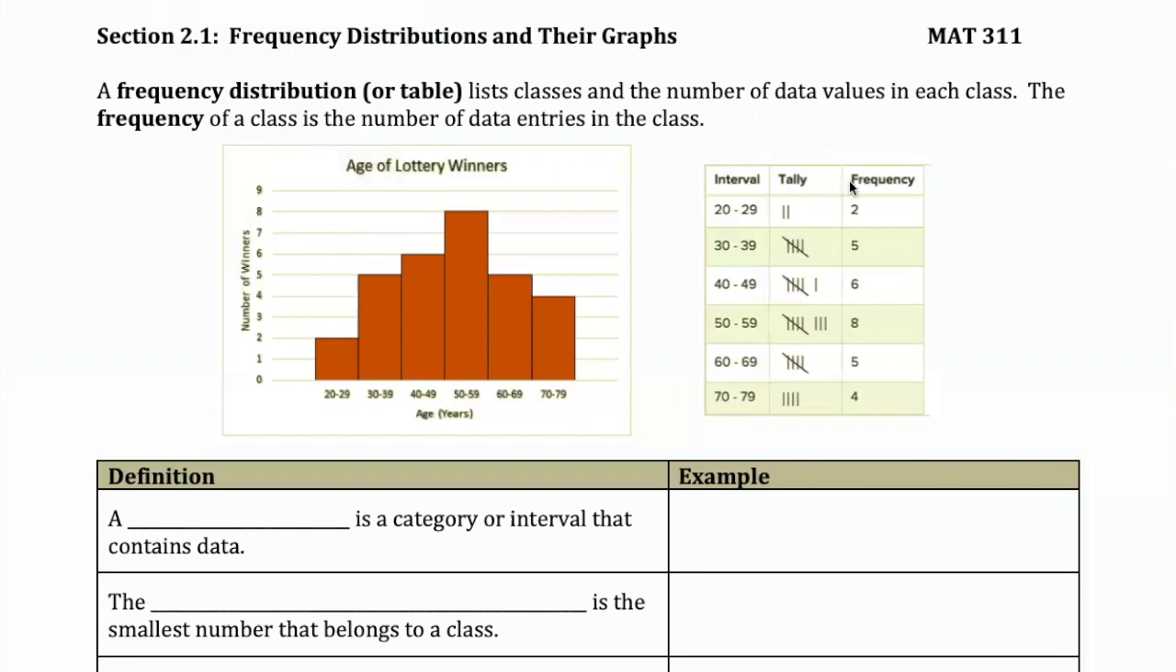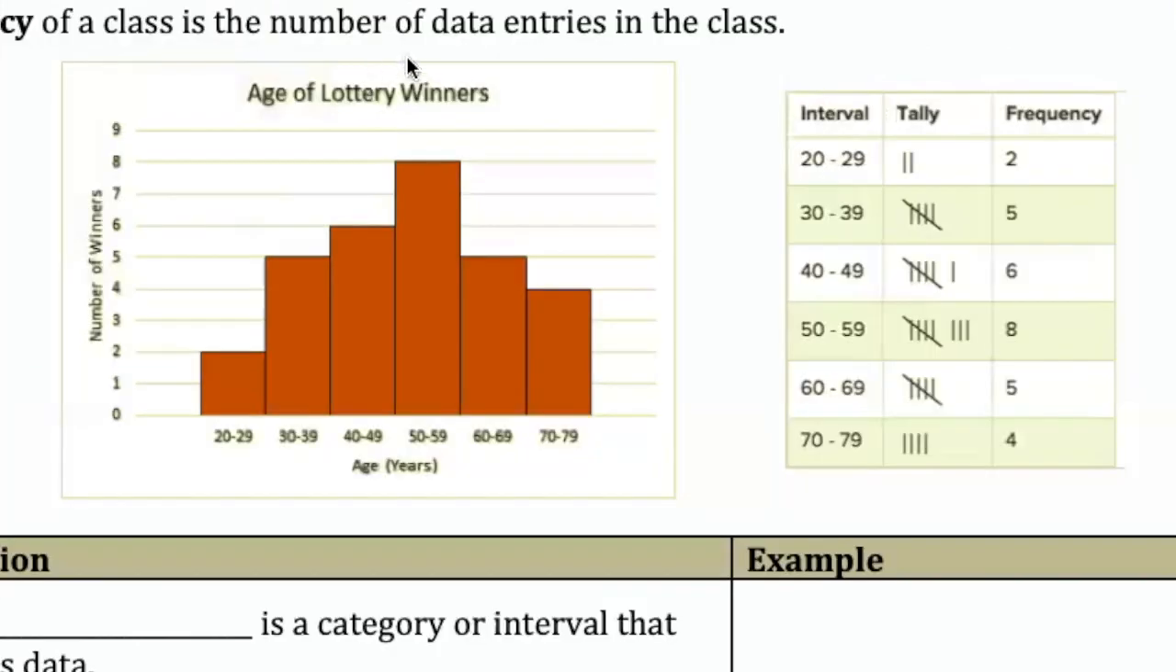So I've presented you with a table of values. This table represents the age of lottery winners. So you can see ages going across the bottom, and they're divided into different intervals we call classes. And then the number of winners determines the height of the bar.